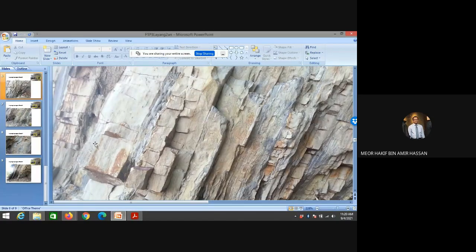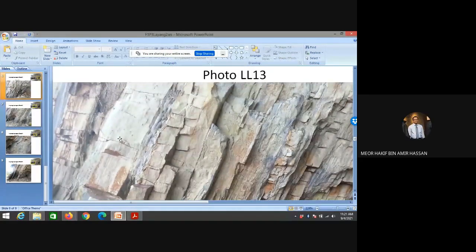The planar stratification, what's the thickness you think in this case? Is it centimeter scale, millimeter scale, decimeter scale? Lapis-lapis nipis ni? I think maybe millimeter scale. Millimeter scale. So we can call it planar lamination. Oh, okay. Alright. So planar lamination, okay, that's good. Anything else you see?